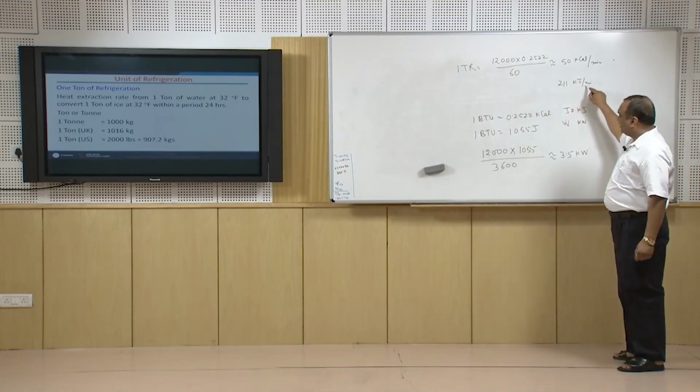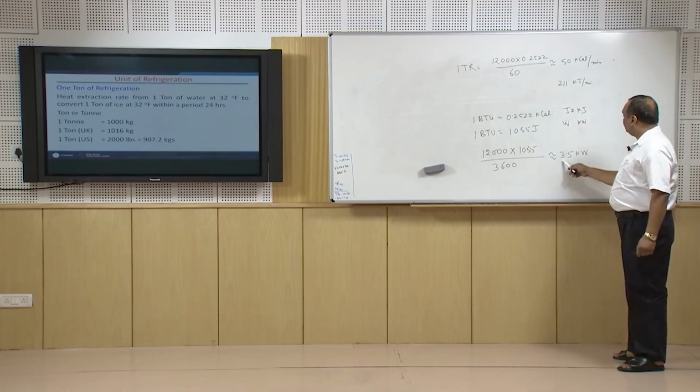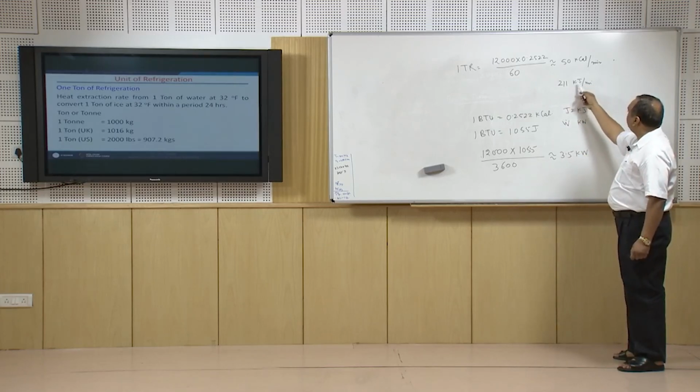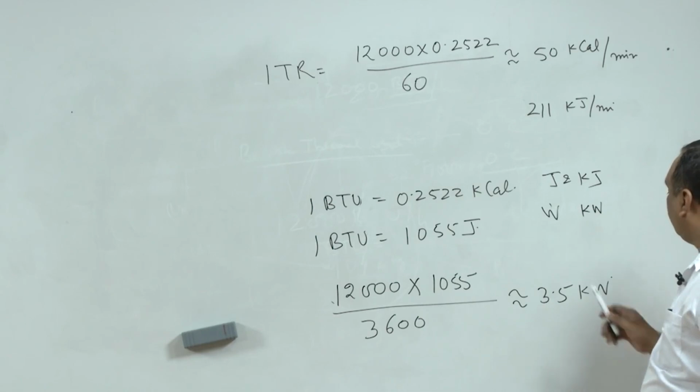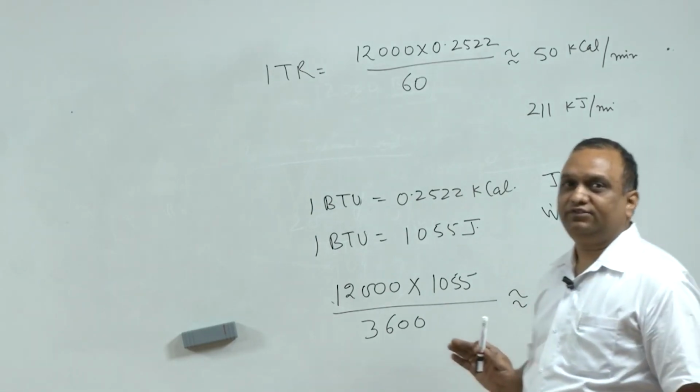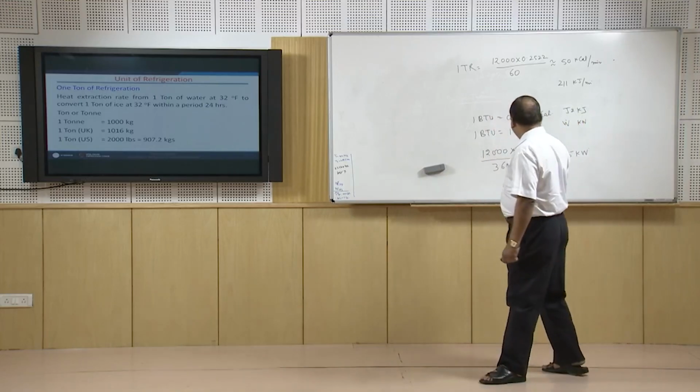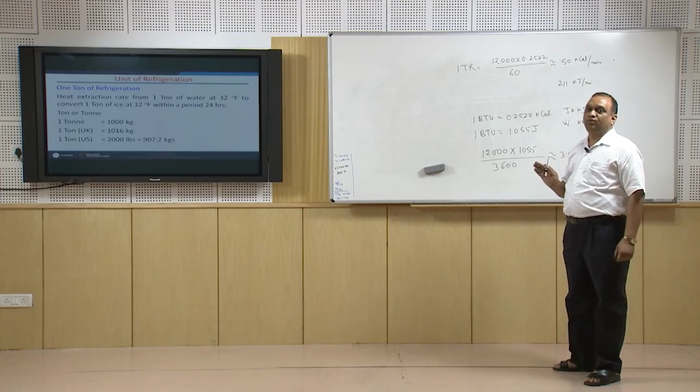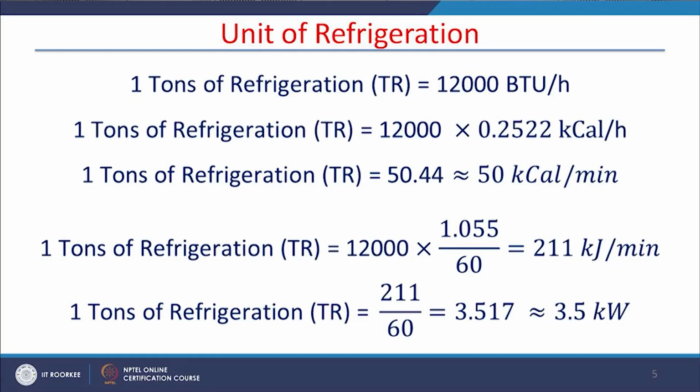It is 211 kilojoules per minute, and nowadays, if you divide this by 60, you get the approximate value of 3.5 kilowatt. So nowadays, in the SI system, 1 ton of cooling is equivalent to 3.5 kilowatt of heat extraction.